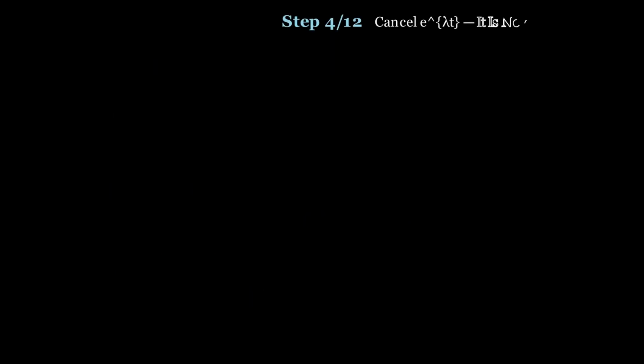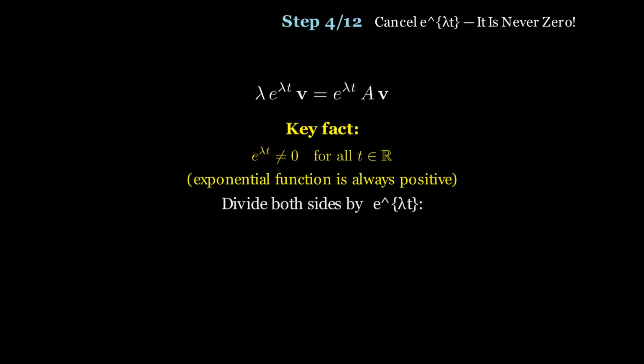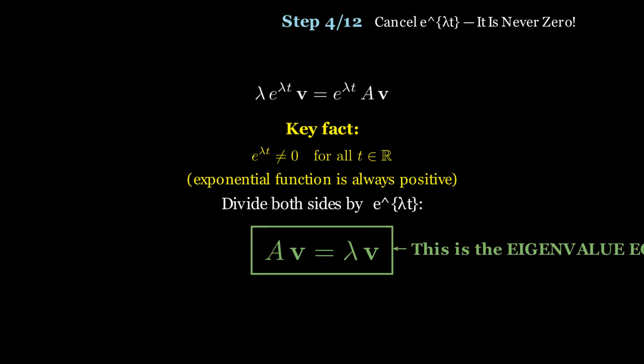Step 4. Here is a crucial observation. E to the lambda t is never 0 for any real value of t. Therefore we can safely divide both sides by e to the lambda t, and it cancels completely. We are left with A v equals lambda v. This is the fundamental eigenvalue equation. It says that multiplying vector v by matrix A is the same as simply scaling v by the scalar lambda.